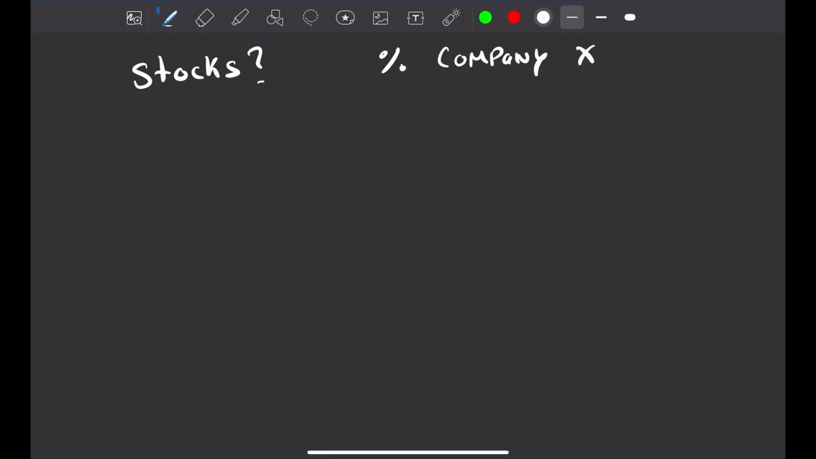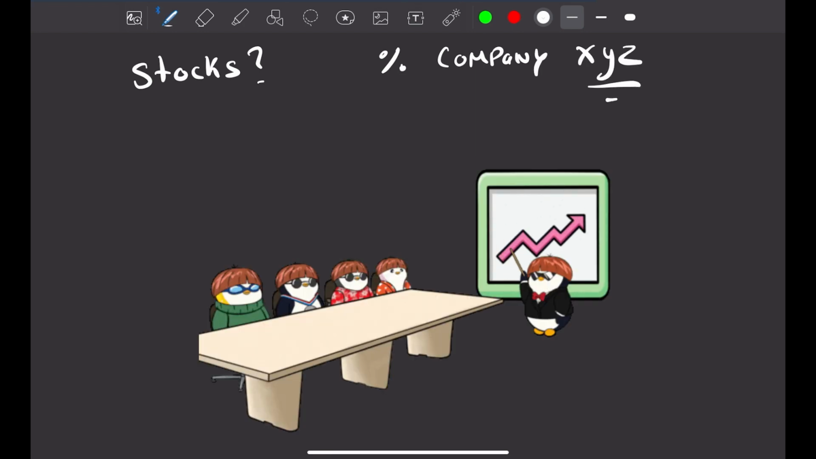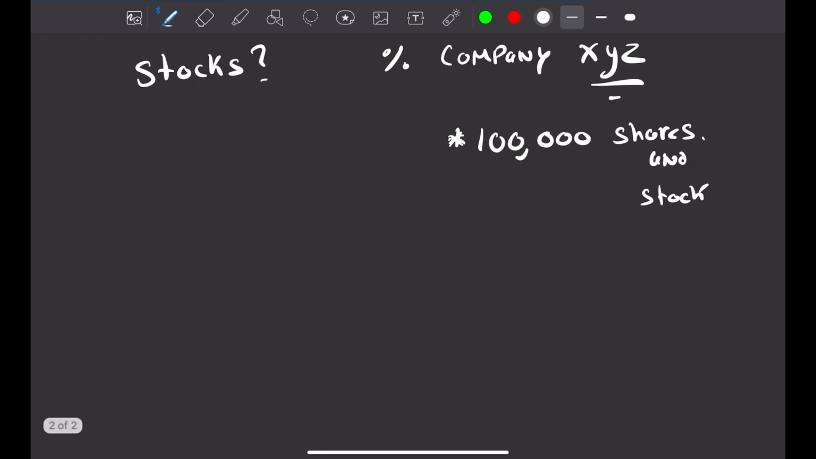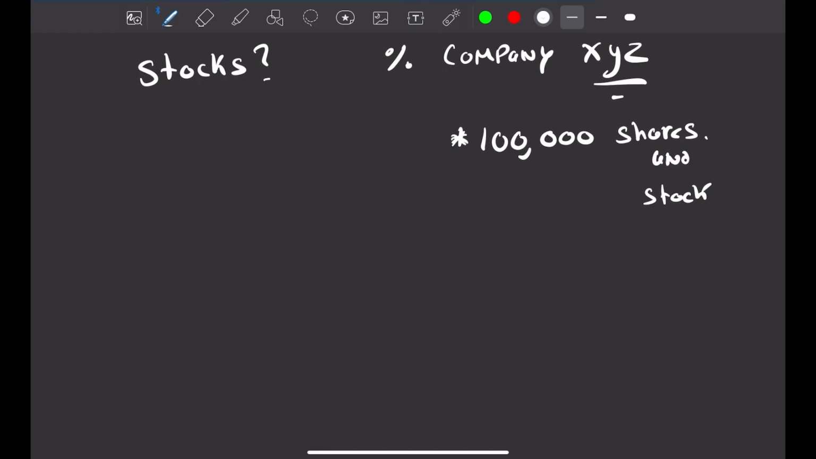So a company will go public. Let's do company XYZ, for example. When they go public, they say, "Hey, we're going to start off with 100,000 shares." So they're going public with these shares, which are stock as well. Shares and stock are the same thing, right? So now you, as a normal entity, company, or just individual, can buy a percentage of this company in the form of stocks.